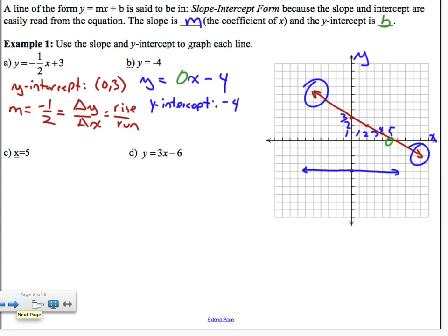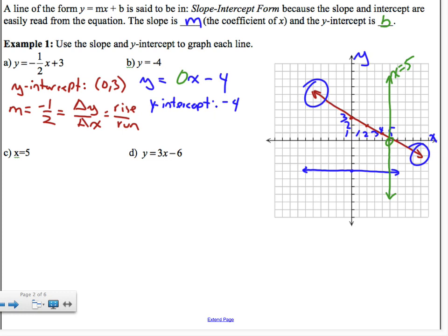Okay? Basically, this is a vertical line that defines x is equal to 5. All the places where x is equal to 5. It's just a vertical line. Do we have a y-intercept here? Will this line ever cross the y-axis? No.